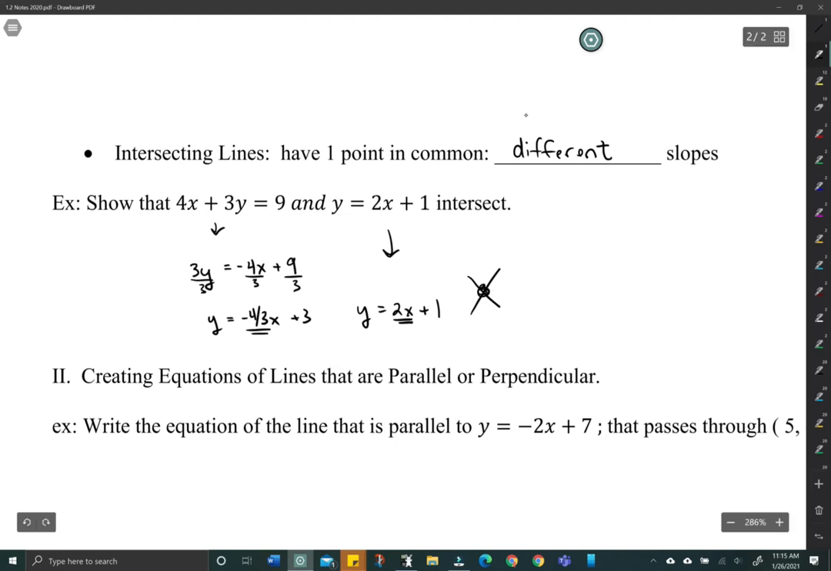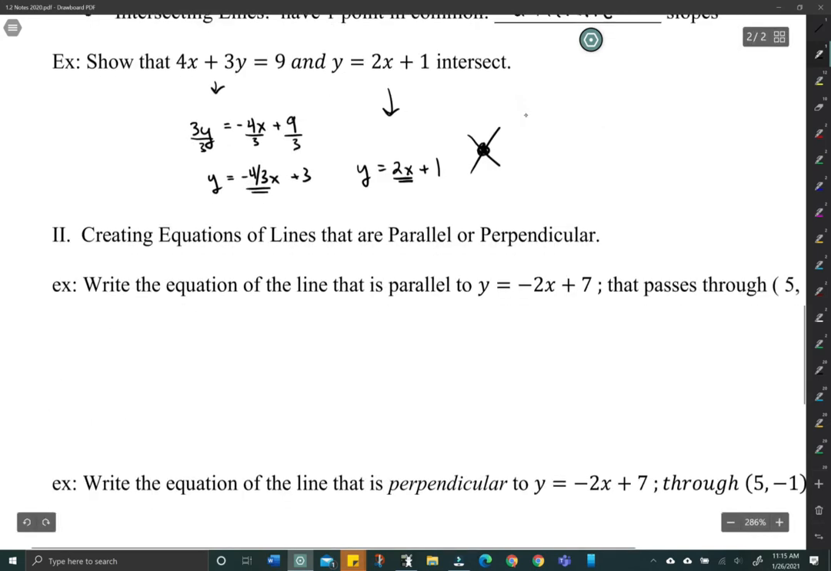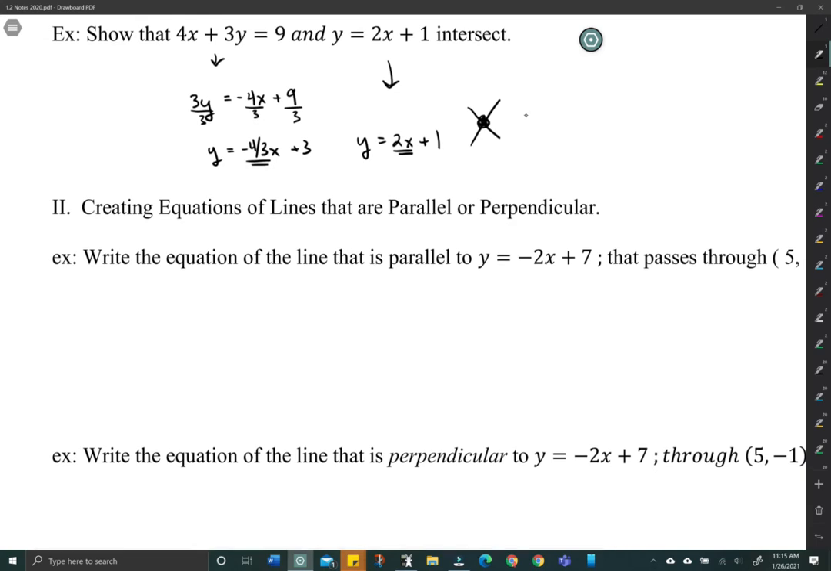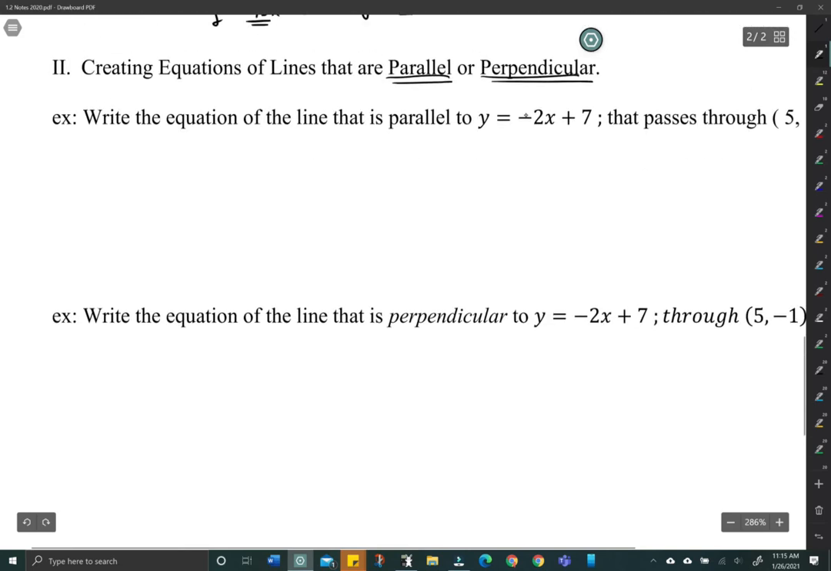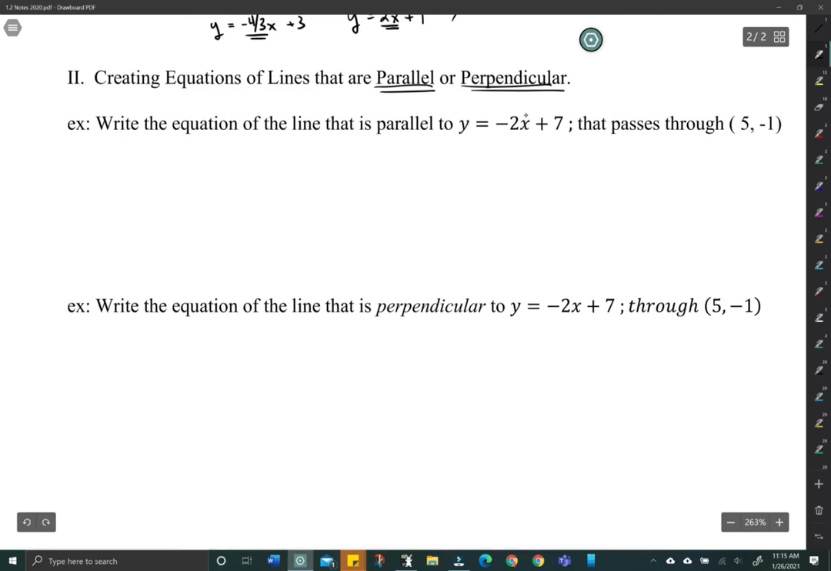The only other challenging thing for today is creating equations that are parallel or perpendicular to other equations. Okay, and it's really a pretty simple concept, but students struggle with this stuff. So make sure you're practicing these and paying attention. Write the equation of the line that is parallel to negative 2x plus 7 passing through this point.